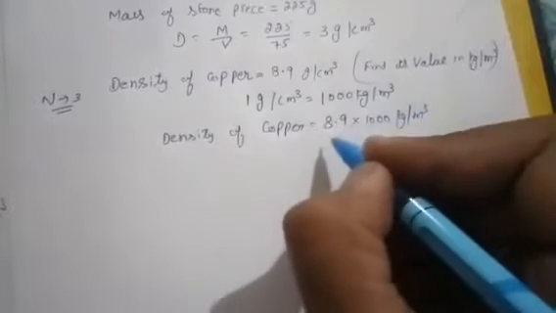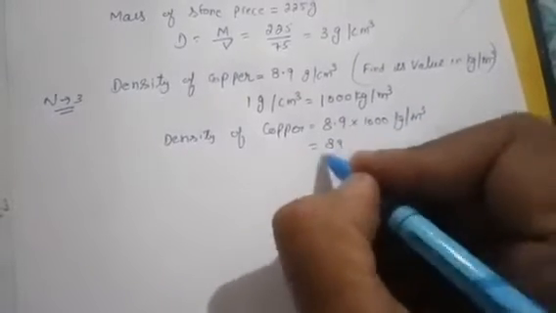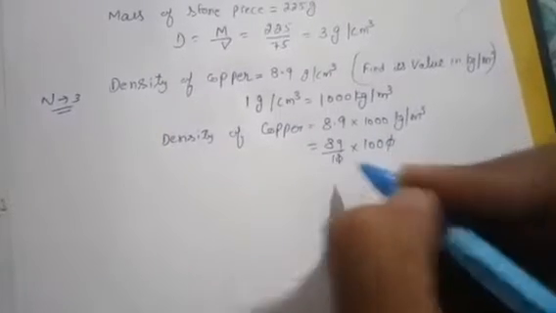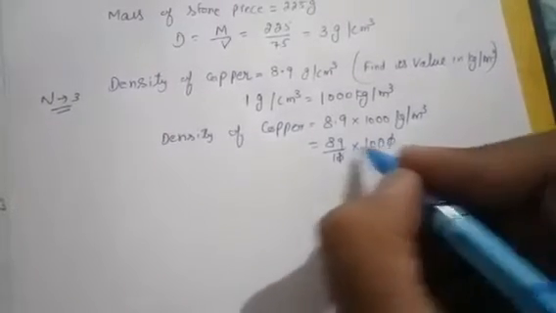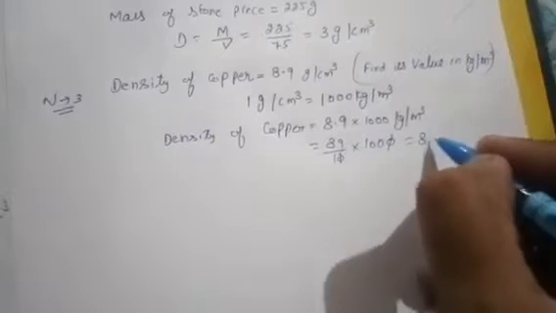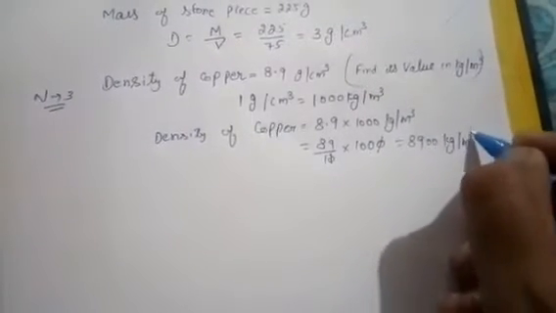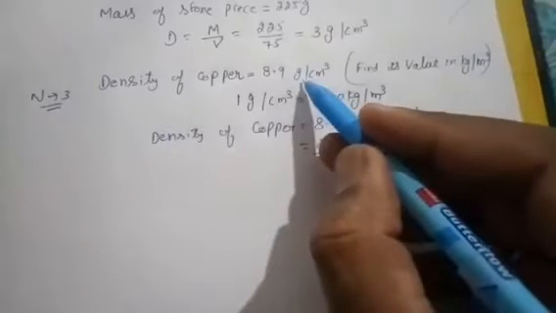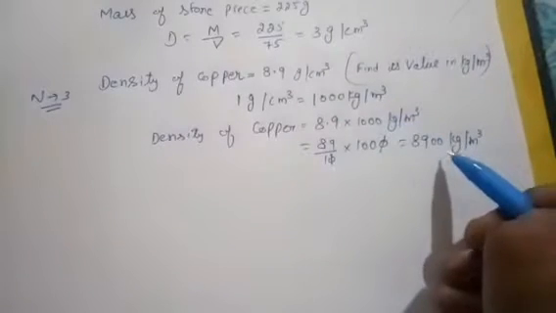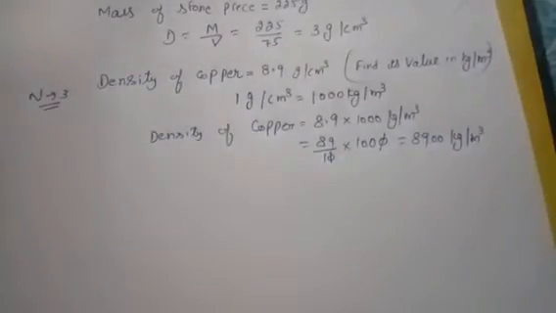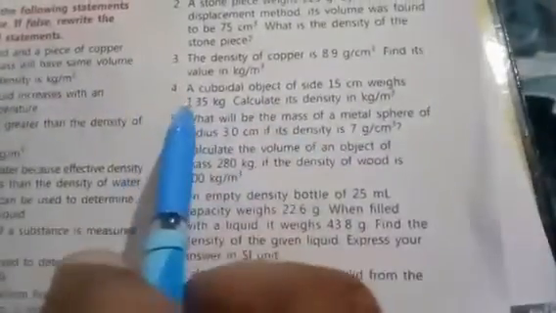So calculate it. 8.9, remove this decimal, 89 over 10 multiplied by 1000, zero cancels with zero, then you multiply both terms and you will get 8900 kilogram per meter cube. So this is the answer: 8.9 gram per centimeter cube converted into 8900 kilogram per meter cube.